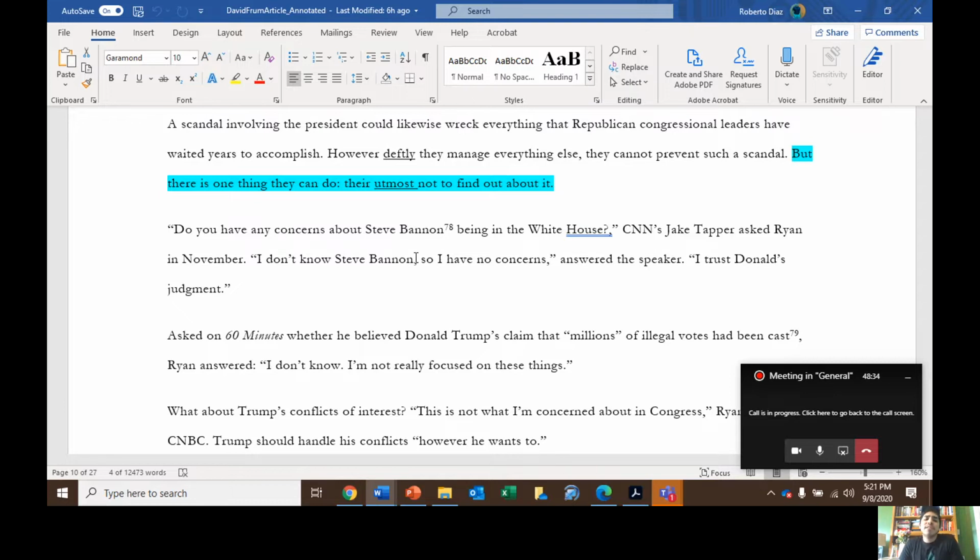"Do you have any concerns about Steve Bannon being in the White House?" CNN's Jake Tapper asked Ryan in November. "I don't know Steve Bannon, so I have no concerns," answered the speaker. "I trust Donald's judgment." Steve Bannon, by the way, is actually a Georgetown grad. He has the same degree that I do.